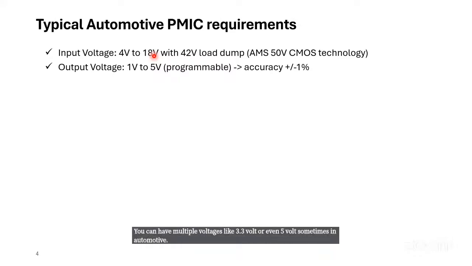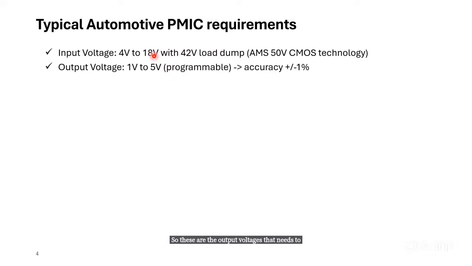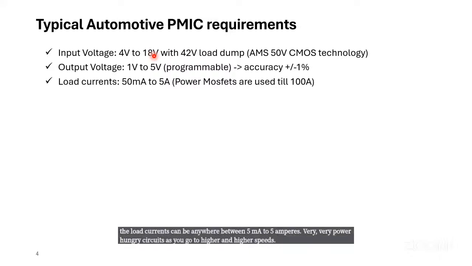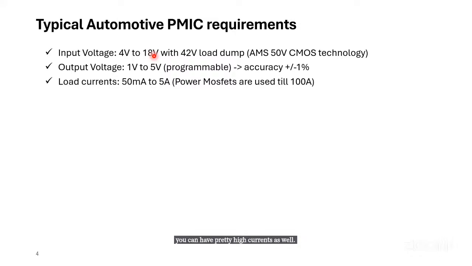So these are the output voltages that need to be generated from the power supply, which is 4 volt to 18 volt. The load currents can be anywhere between 5 milliampere to 5 amperes. So very, very power hungry circuits. As you go to higher and higher speeds, you can have pretty high currents as well. So for our scope, we will limit it to a few amperes, like less than 1 ampere current, because we don't want to get into the power MOSFET technology.